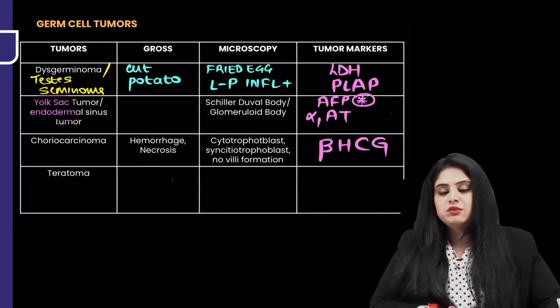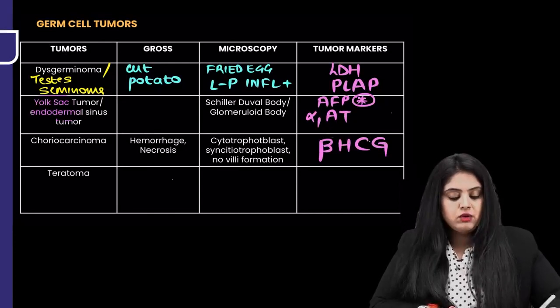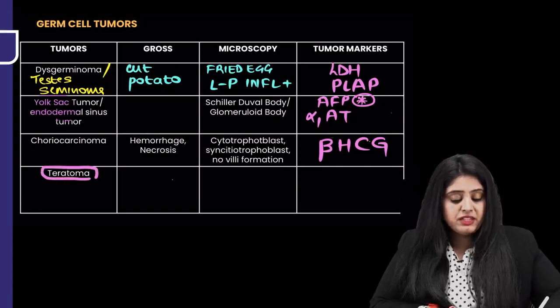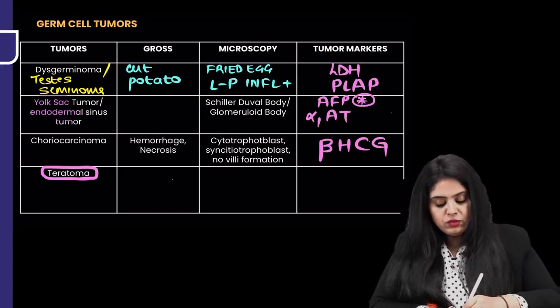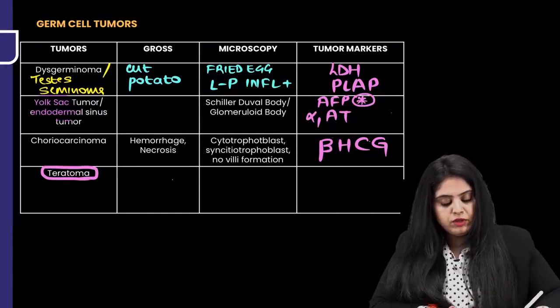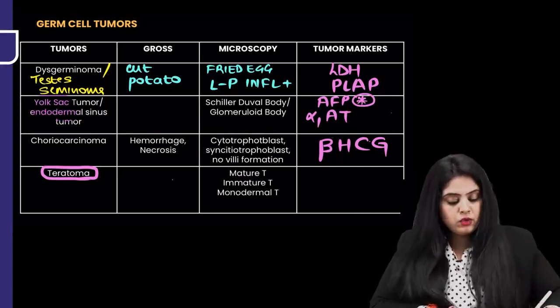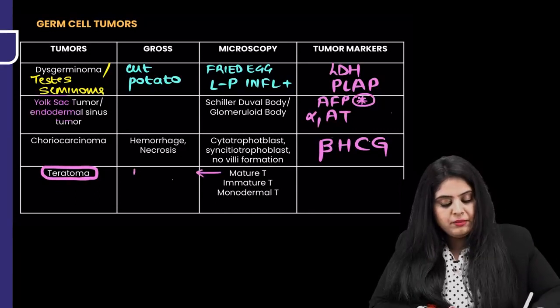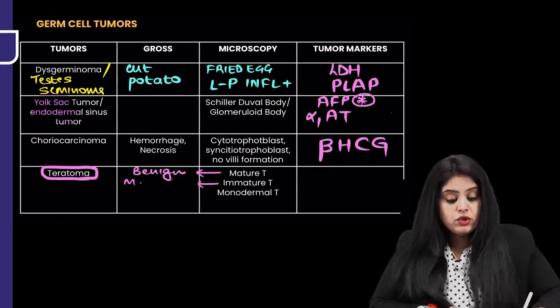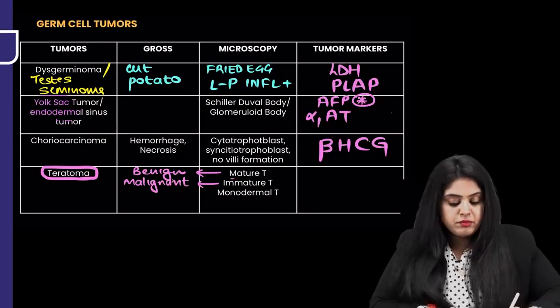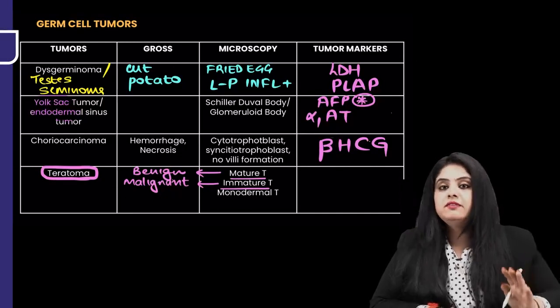Finally, coming to the last one, that is teratoma. What should I tell you about a teratoma? Everyone knows everything about a teratoma. I'll show you some pictures only directly. Please note, a teratoma is actually going to be of three types. Mature teratoma. Mature teratoma mainly means that it is totally benign. It does not have any malignant potential. Immature teratoma can definitely be malignant. So first and foremost, mature versus immature is benign versus malignant.